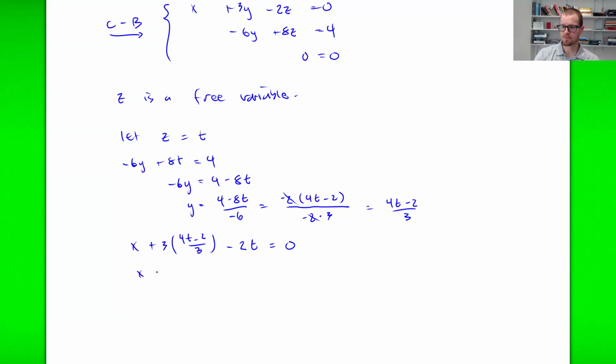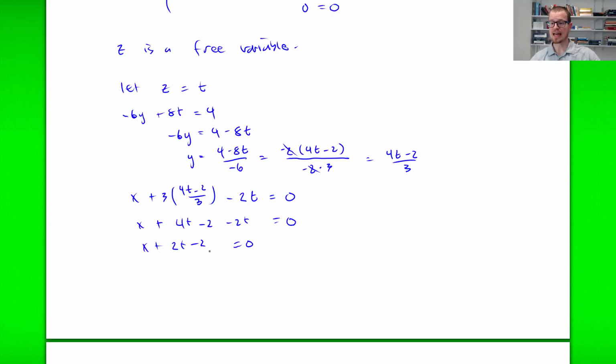So I have x plus the 3's cancel, so I have 4t minus 2 minus 2t is equal to 0. 4t minus 2t is 2t, so I have x plus 2t minus 2 is equal to 0. And now I can subtract 2t and add 2 to both sides to find that x is equal to 2 minus 2t. My solutions then are x, y, z is equal to 2 minus 2t.